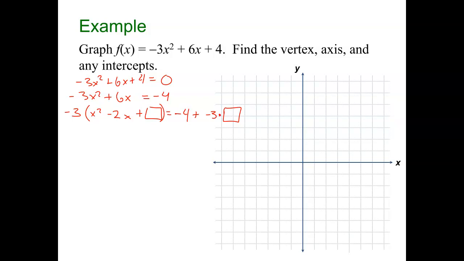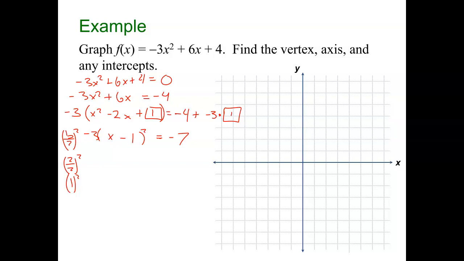All right? So now I need to figure out what goes in those boxes. B over 2 squared. So on the left, we can factor, and on the right, we can simplify. Okay, negative 4 plus negative 3 times 1 is negative 7. What is x squared minus 2x plus 1 factor to be? X minus 1 squared. Now we have a factor.